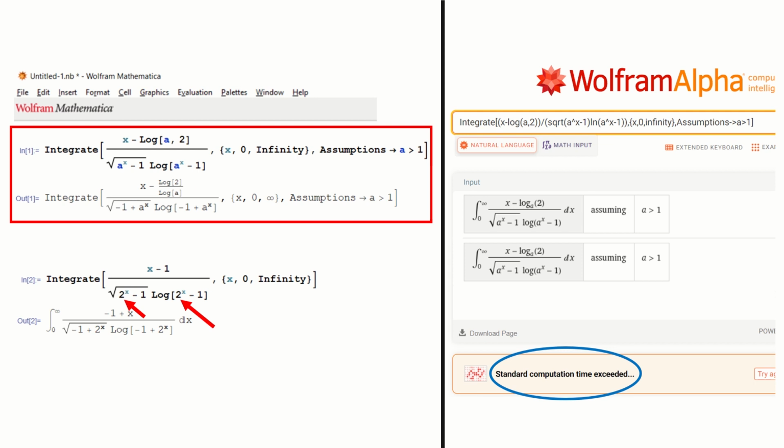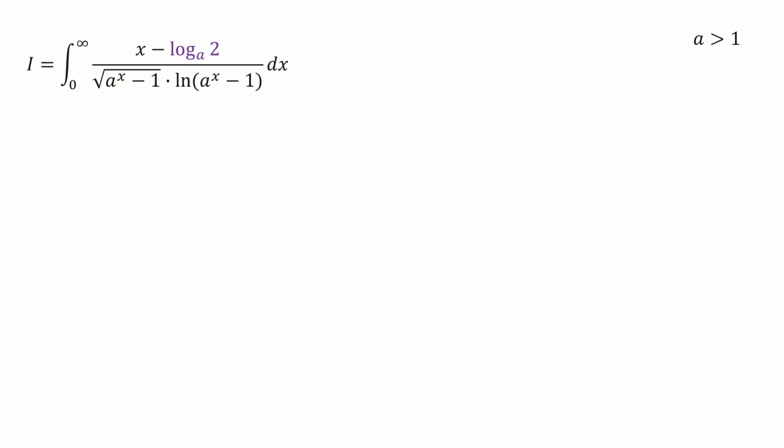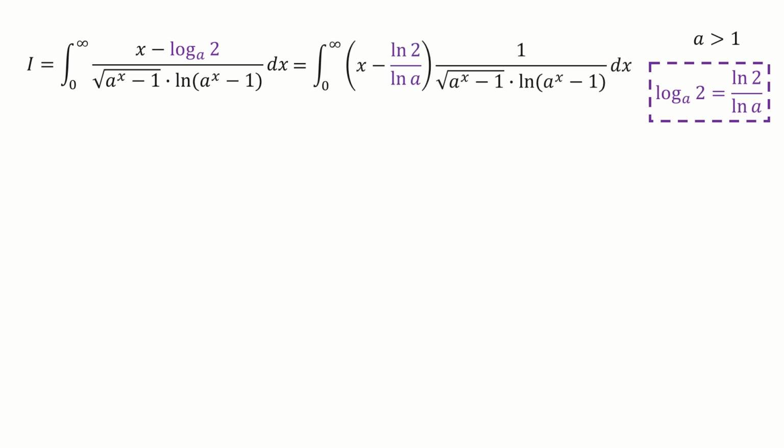Since Wolfram failed to solve it, we have to solve it by hand. And here we require a is greater than 1. Otherwise, the term inside the square root and inside the log function will be negative. So the first step is to use the change of base formula to write log a 2 equals log 2 over log a. And then we put this numerator in front of this long fraction.